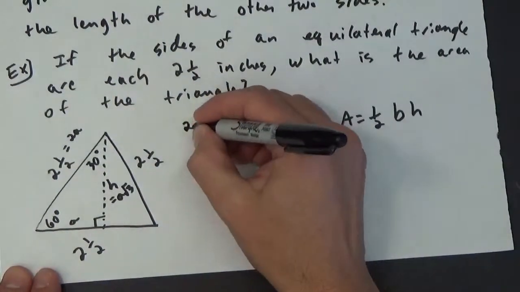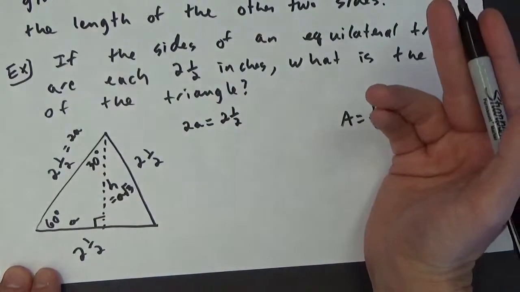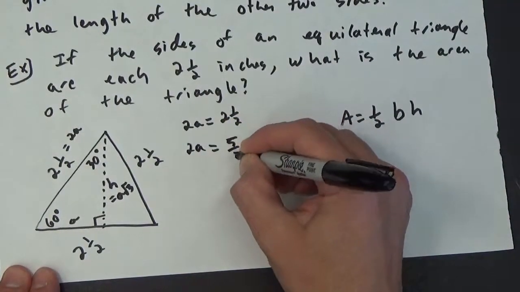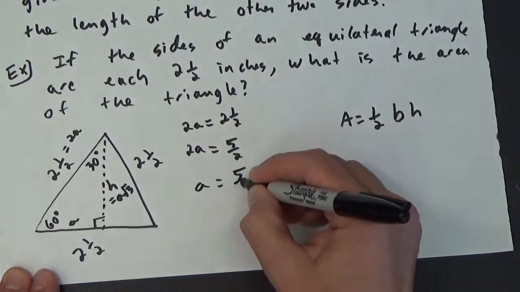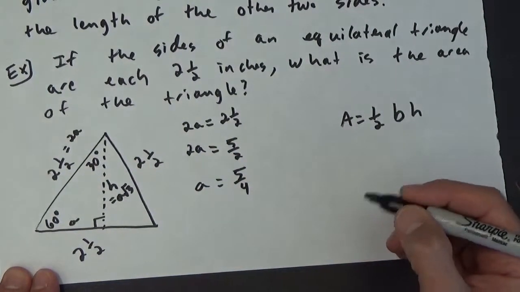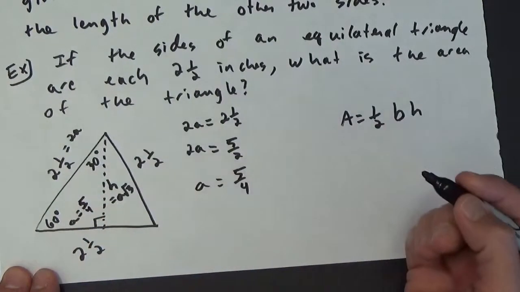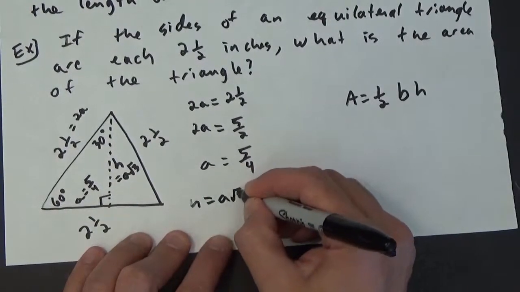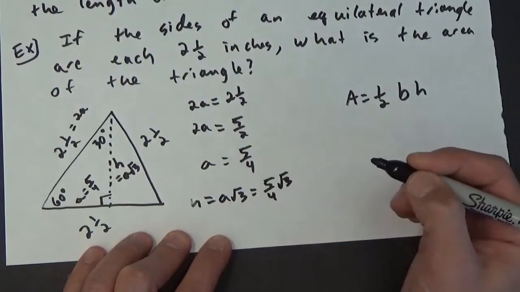All right, so we know that 2a is 2 1/2. So we've got to divide each side by 2. So let's rewrite this. We have 2a is 5/2. So when you divide each side by 2, a is 5/4. Okay, so that's the length of this side, 5/4. So then that means h, which is a times the square root of 3, must be 5/4 times the square root of 3.